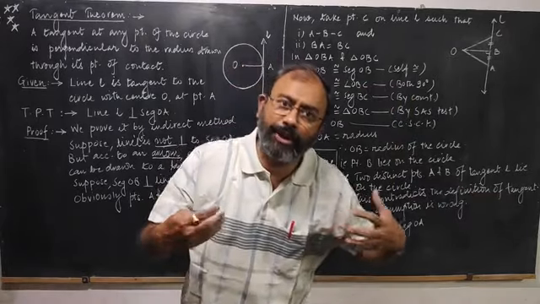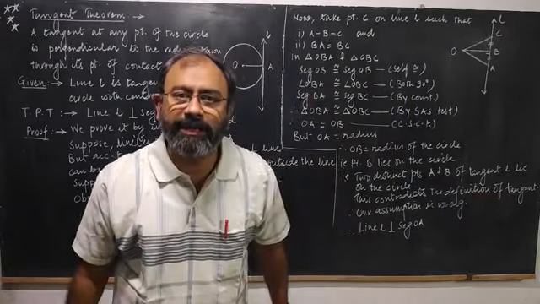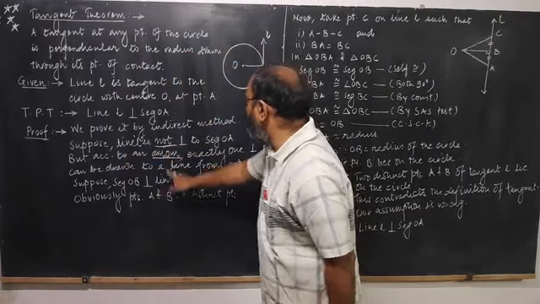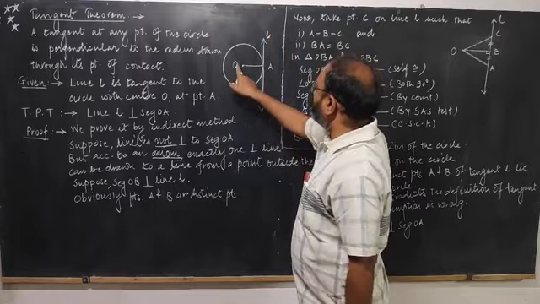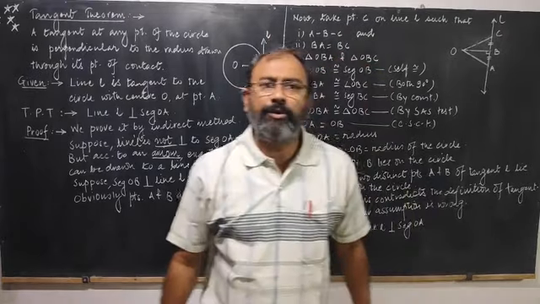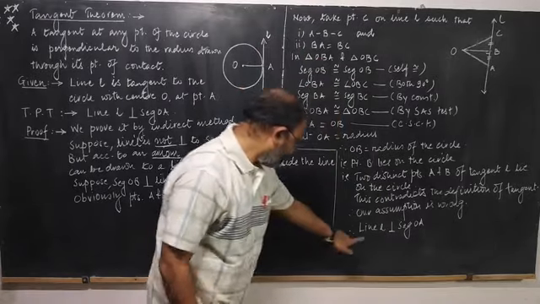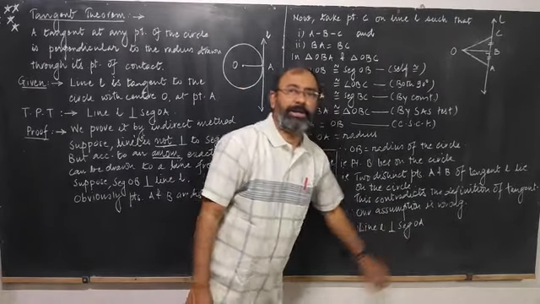So we are reaching a wrong conclusion. Why a wrong conclusion? Because we started with the wrong supposition. What was the supposition? Line L is not perpendicular to radius OA. This is wrong. So what is right? Line L is perpendicular to radius OA.